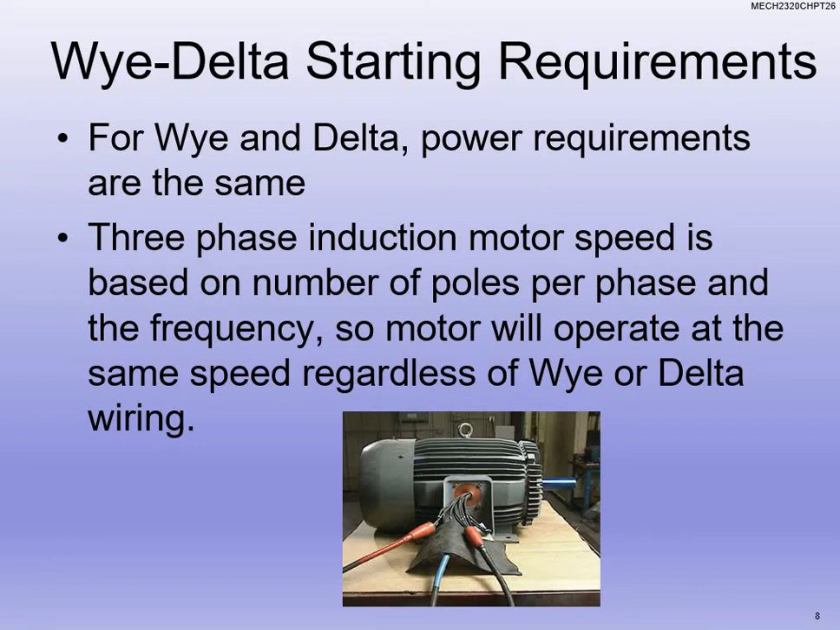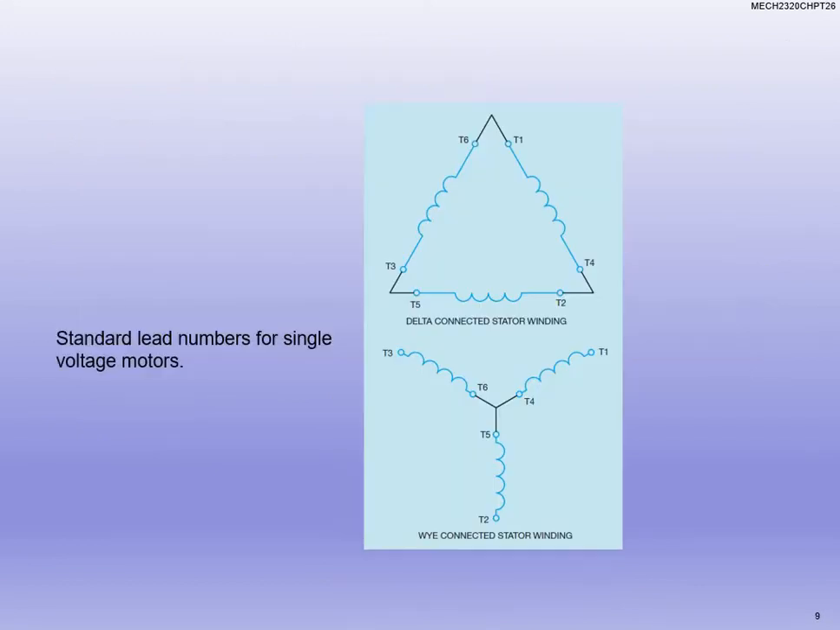All right, so that part's not going to change. So the motor still has to operate based on those specs. Now this is the standard number of leads for a single voltage motor. If we take a look at this, delta and Y and where the connections go, you can see how they relate.